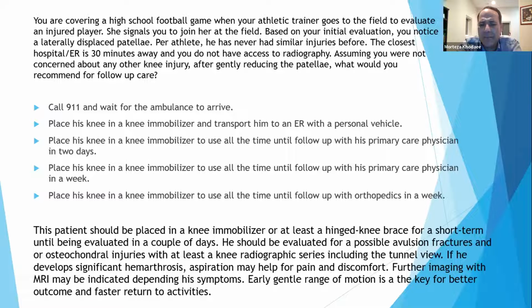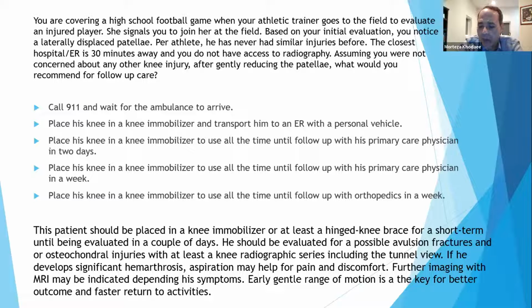But a hinge knee brace would be fine. I would recommend non-weight bearing or partial weight bearing as tolerated, but they need to see a primary care physician to get x-rays and an evaluation. And if there's any concern based on the x-ray and evaluation at that time, an MRI may be needed. Based on what you find on MRI, they may need to go see an orthopedic surgeon. But by no means is any of this urgent, and it can wait for a couple of days. One week probably would be too much.